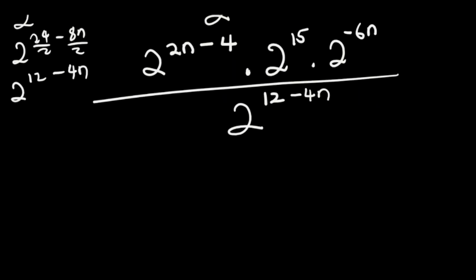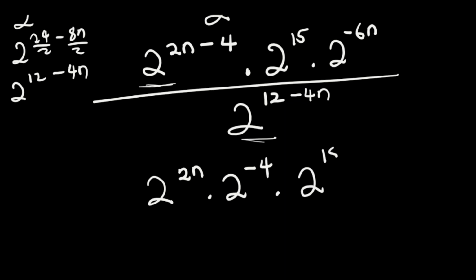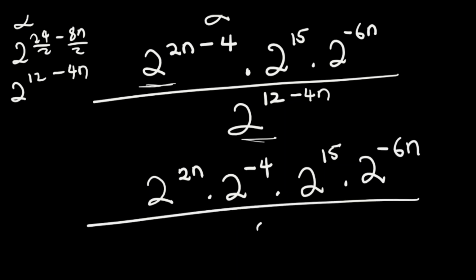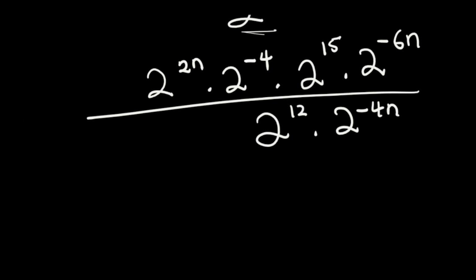Fine. And then from here, we're just going to expand. We will expand this, we'll expand this. So it's going to be 2 to the power of 2n multiplied by 2 to the power of minus 4 multiplied by 2 to the power of 15 multiplied by 2 to the power of minus 6n. Divide by 2 to the power of 12 multiplied by 2 to the power of minus 4n, right? And then from here, collect the like terms, bases that have the same exponent. We're going to collect this one here with this one here, right? And then these are definitely like terms, so we're just going to add them.